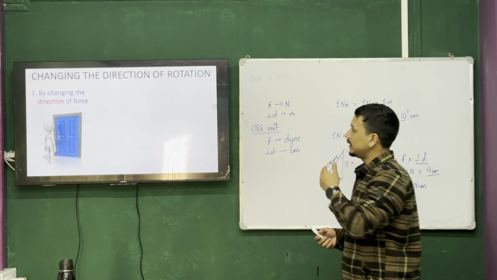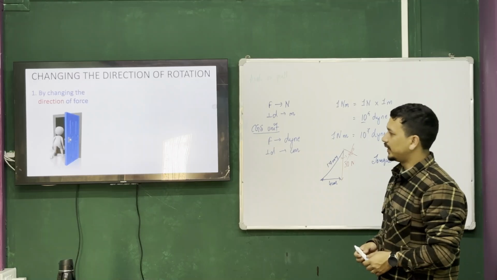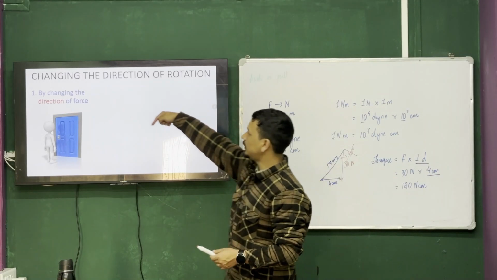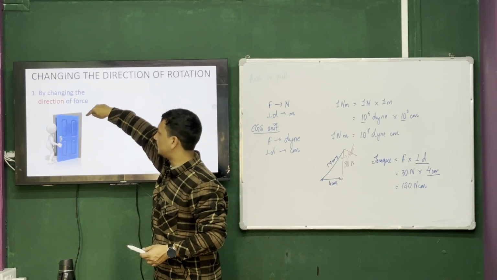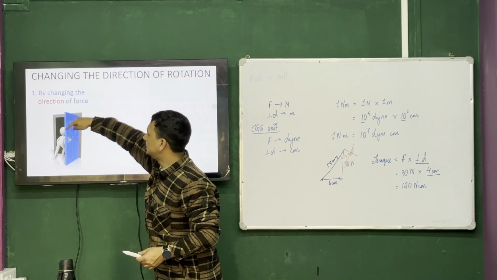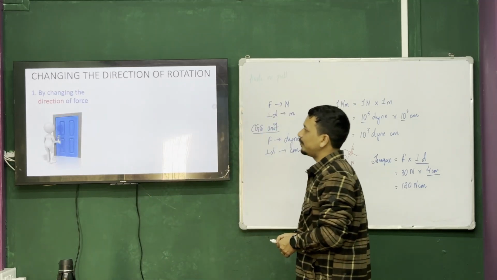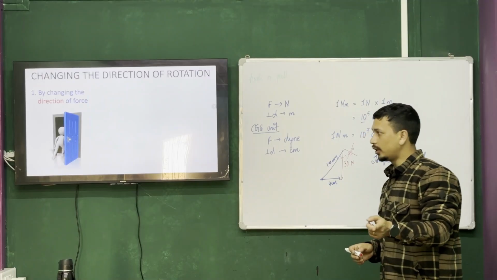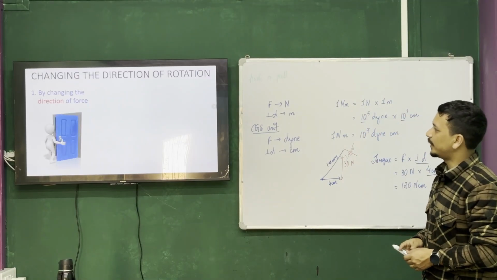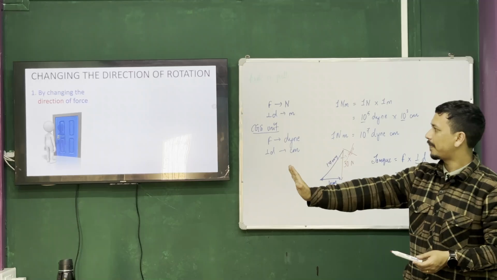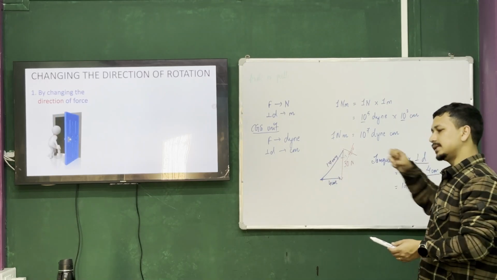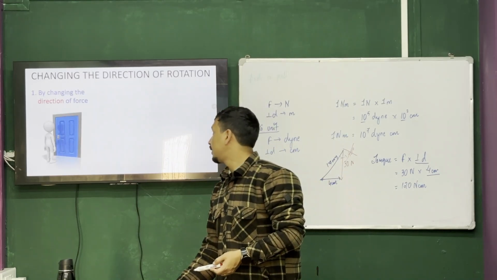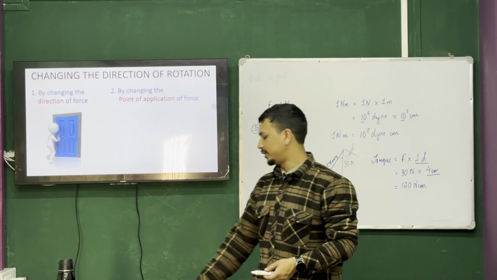So look at this animation. He's opening the door. So which way did the torque move? When he opens the door, it will be counterclockwise. And when he closes the door, it will be clockwise. But did he change the point of application? In both cases, where is he applying the force? On the doorknob. But look at the direction of force. When he closes, he is pushing, but when he opens, he is pulling. So is the direction of force changed or not? That changes the direction of rotation.